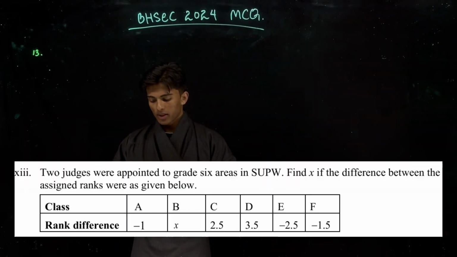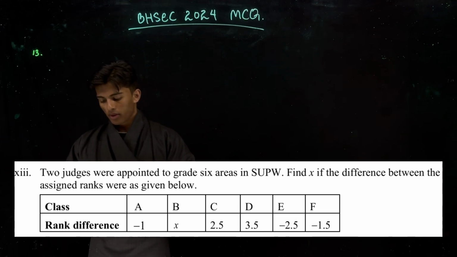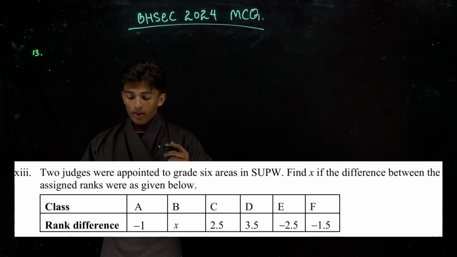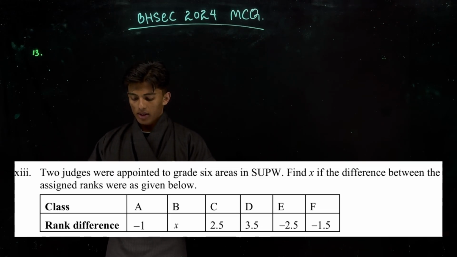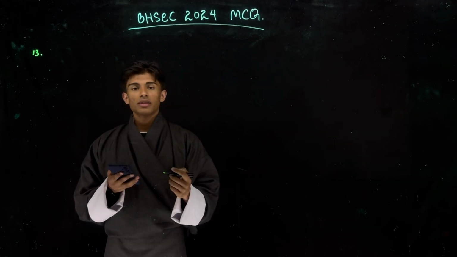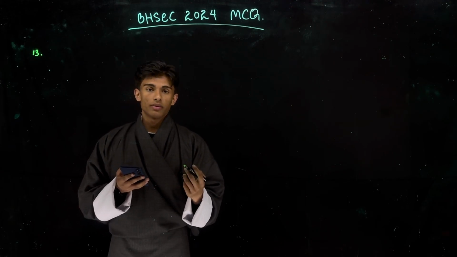Question 13 here tells us two judges were appointed to grade 6 areas in SUPW. Find the x if the difference between the assigned ranks were as given below. So the classes from A to F and the rank difference being -1 for A, an unknown rank for B, 2.5 for C, 3.5 for D, -2.5 for E, and -1.5 for F. This is a straightforward statistics question based on Spearman's rank correlation.